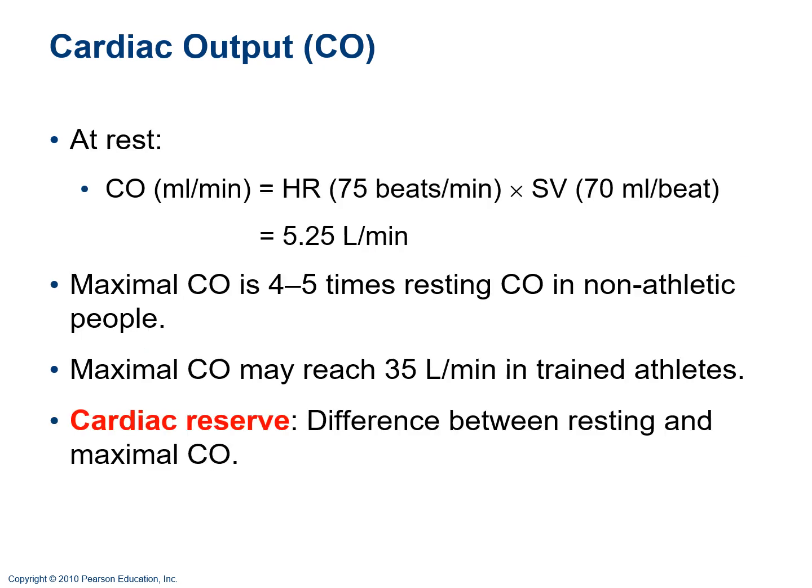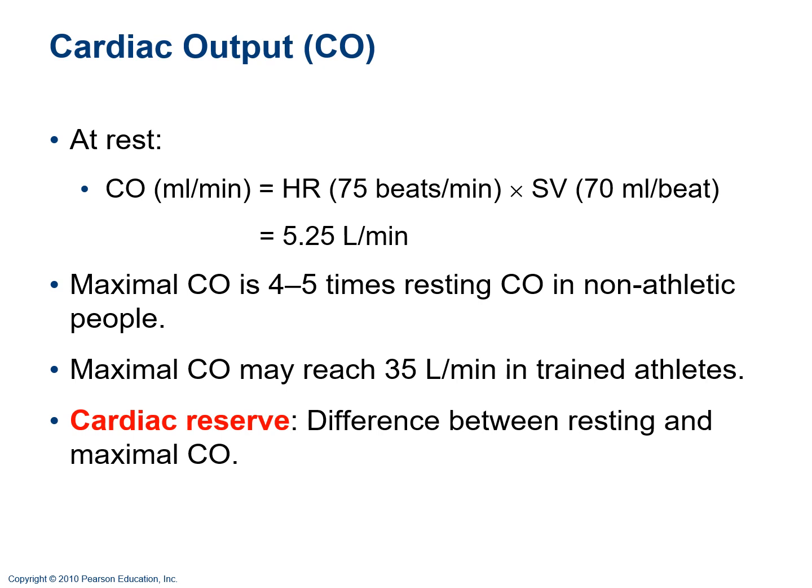At rest, cardiac output should be the result of roughly 75 beats per minute in terms of heart rate, with an average stroke volume of about 70 mils per beat, resulting in a cardiac output of the heart of about 5.25 liters of blood per minute, which is an astounding amount when you think about it.